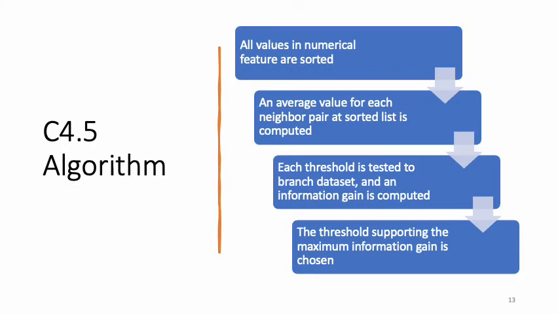For categorical features, the calculation is done as in ID3, so we will only explain the algorithm for how the numerical feature is processed. First, all values in the numerical feature are sorted. Then, an average value for each neighbor pair in the sorted list is computed, and it is called a threshold. We'll have N-1 threshold values. Each threshold is tested to branch the dataset, and an information gain is computed. The threshold supporting the maximum information gain is chosen as the best.